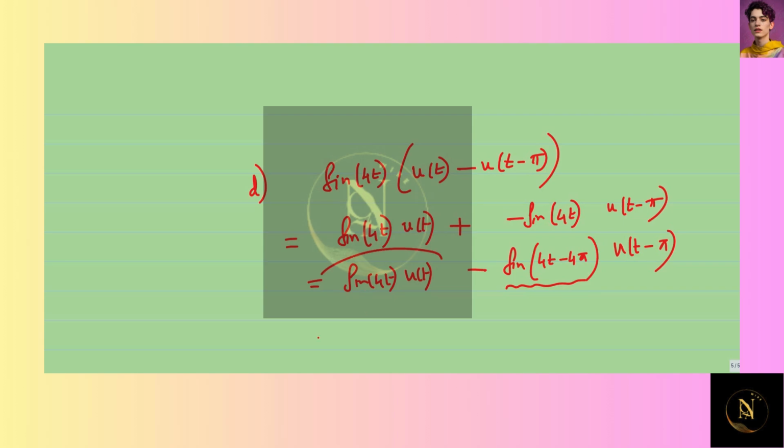Now what is the Laplace transform of this? The Laplace transform of this is 4 by s square plus 16 minus, this is time shifted by pi, so it is e power minus pi s into 4 by s square plus 16. So this is the final answer for the part B.